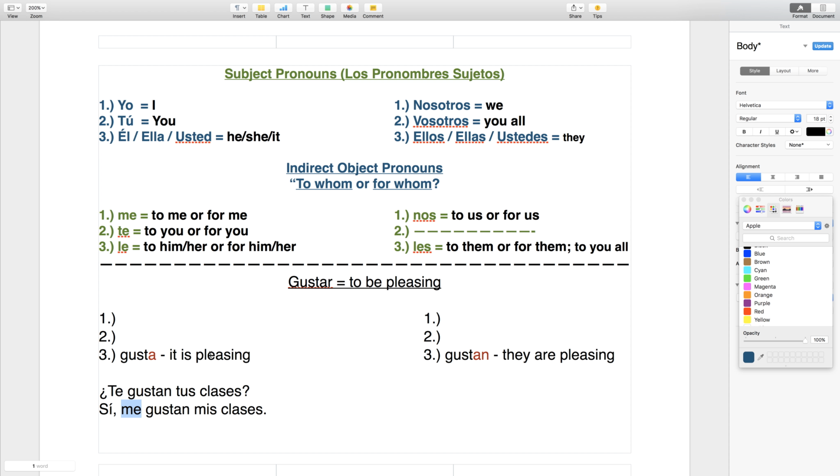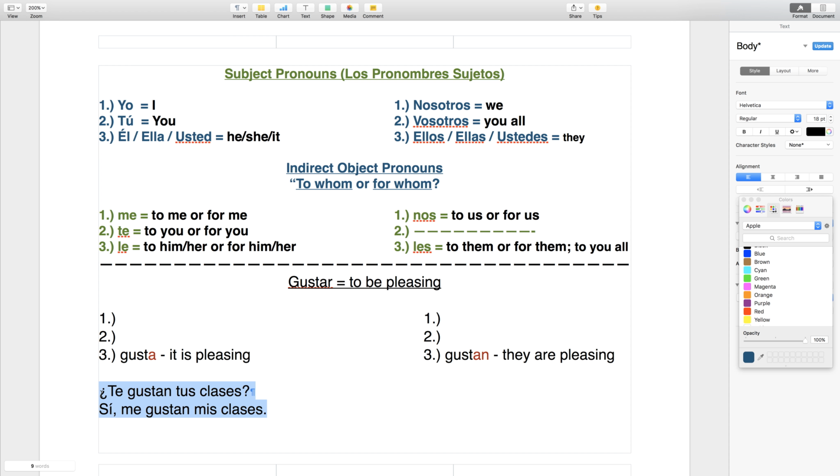We changed what's called the indirect object pronoun to me. They are pleasing my classes. I like my classes. All right. Again, to you, are they pleasing your classes? More than one class. Do you like classes? Yes, I like my classes. Sí, me gustan, more than one, mis clases.